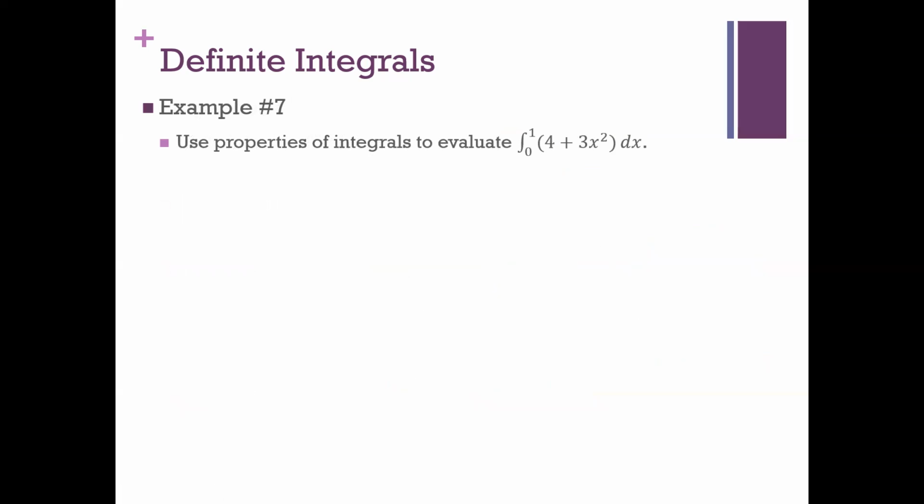All right, so this integral here, this is not something you know how to do yet, but based on things we've done and the laws we have, we can pull this apart and make it more digestible. So if I use that sum identity, I can do this. I'm going to split this up into 2 separate integrals. The integral of 4 from 1 to 0, and the integral from 0 to 1 of 3x squared dx.